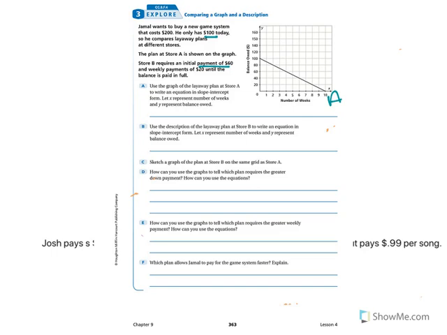For part A, use the graph from the layaway plan at store A to write an equation in slope-intercept form. Remember, slope-intercept form is y equals mx plus b. Just looking at our graph, our y-intercept is 100. When x is 0, y is 100. What we also need is our slope, so we can look for the rate of change, change in y over change in x. You can pick another point and use the slope formula.